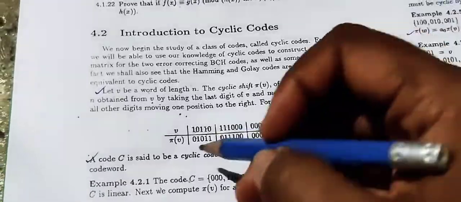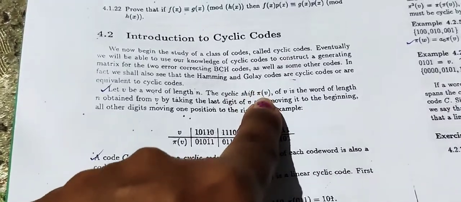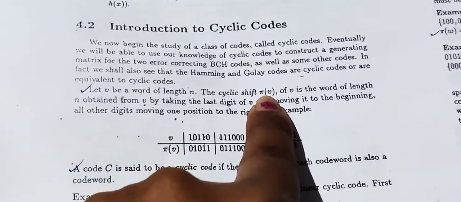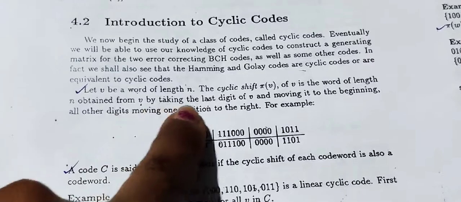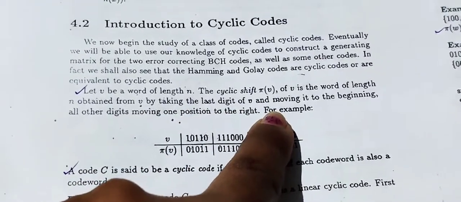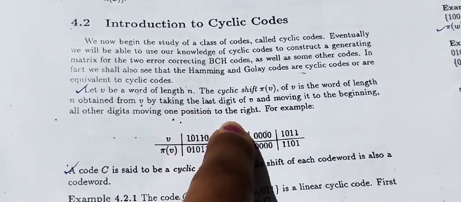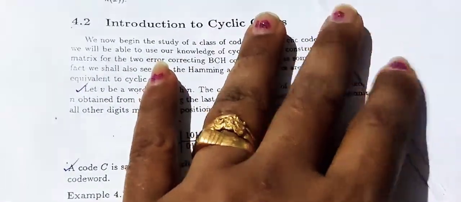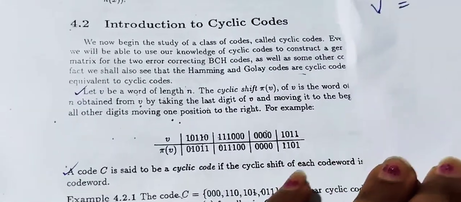So here V is a codeword of length n. The cyclic shift is pi of V. Pi of V means a cyclic shift, the word of length n obtained from V by taking the last digit of V and moving it to the beginning. All other digits move one position to the right. Okay. So V is the codeword.